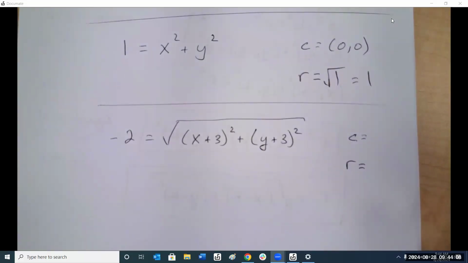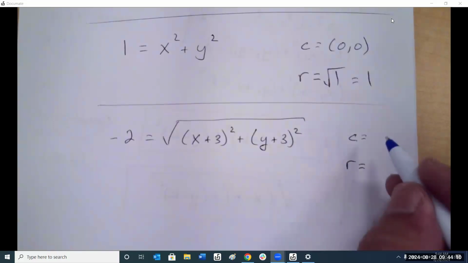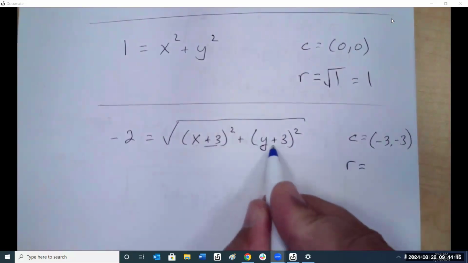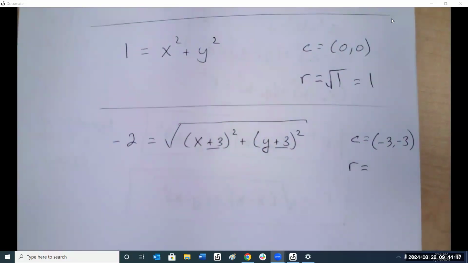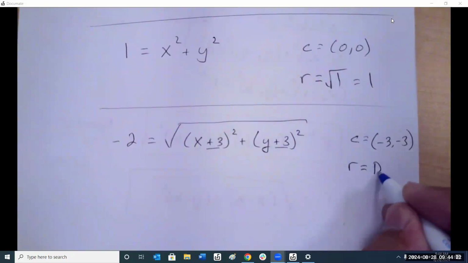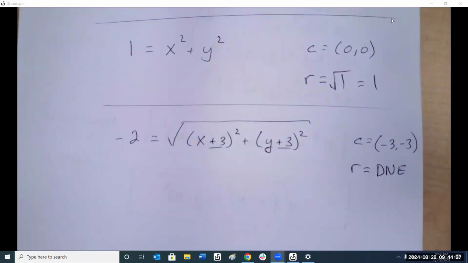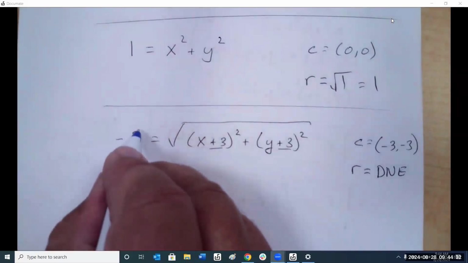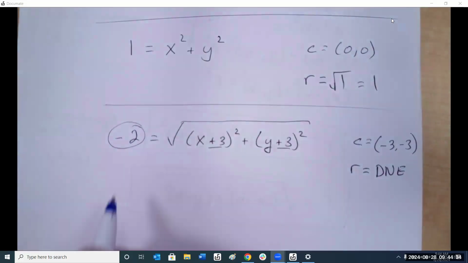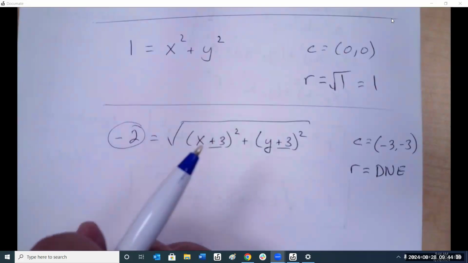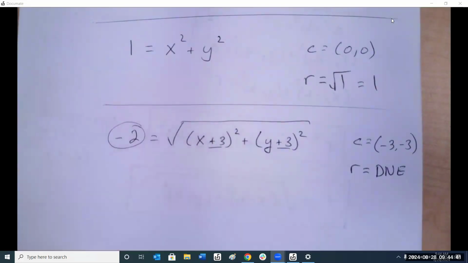The center should be -3. Yep, it's always opposite signs. And what's the radius? Square root of... Does not exist. Because remember, a radius can never be negative. The radius is simply always positive.